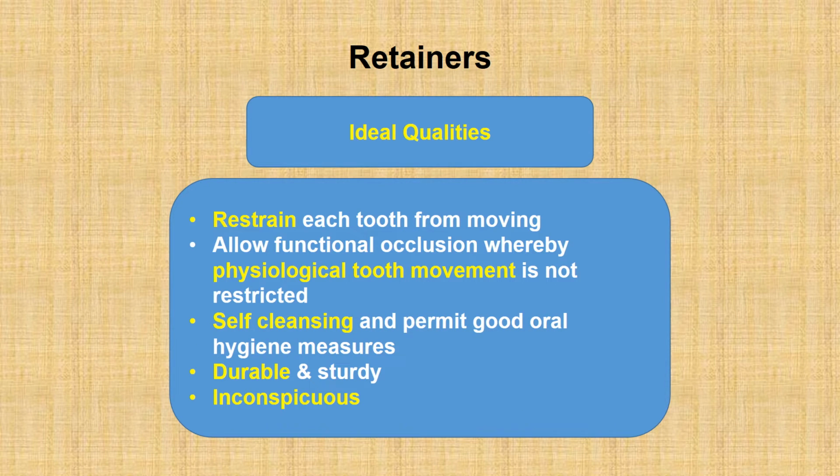Okay, so retainers are used to provide retention after treatment. Now, what are the ideal qualities of a retainer? A retainer should primarily be able to restrain each tooth from moving. While restraining teeth from moving, it should also allow some amount of physiological tooth movement so as to allow a functional occlusion.